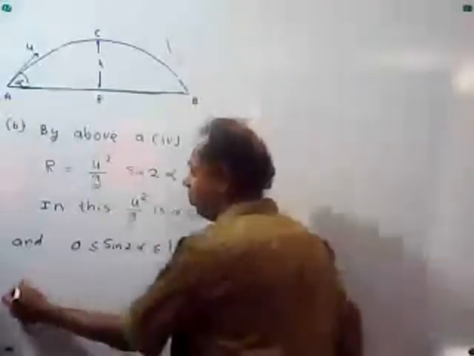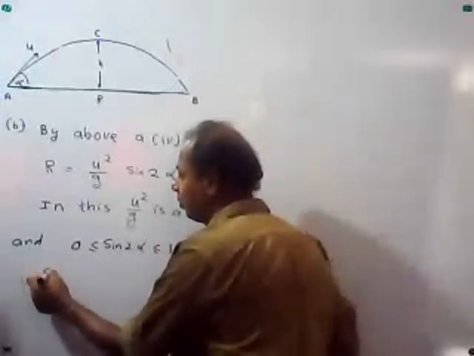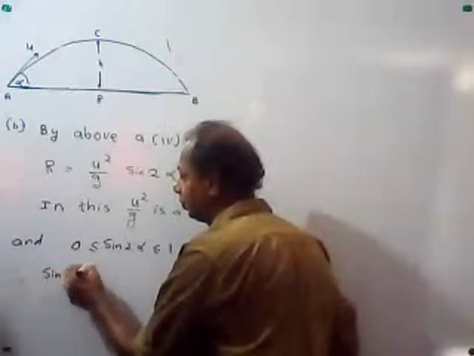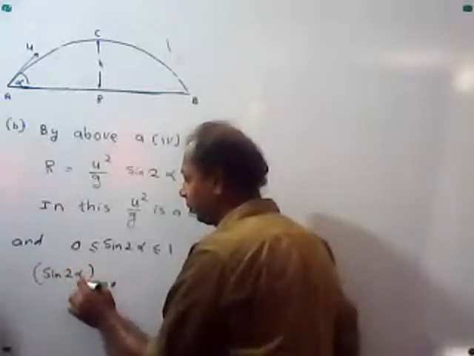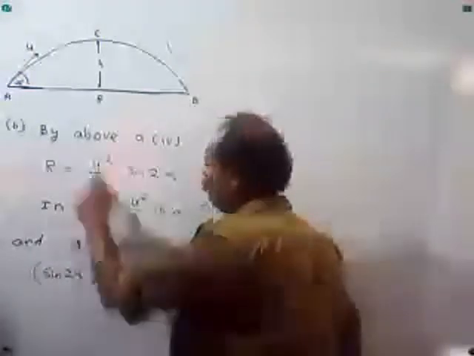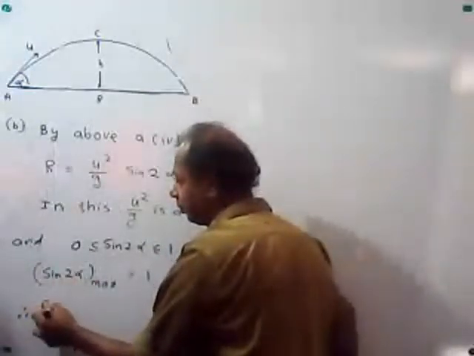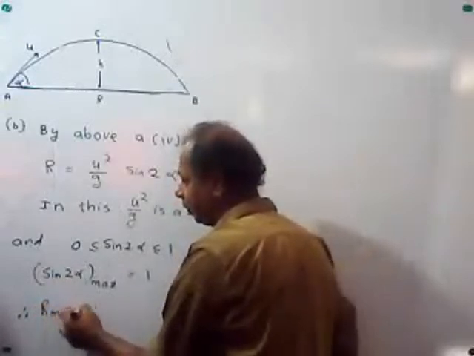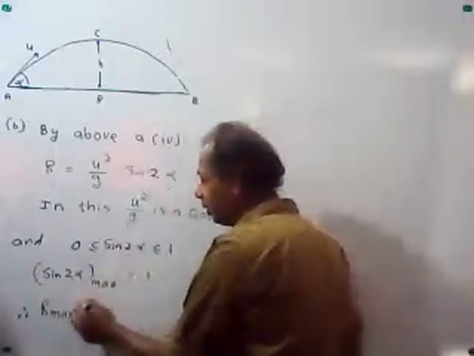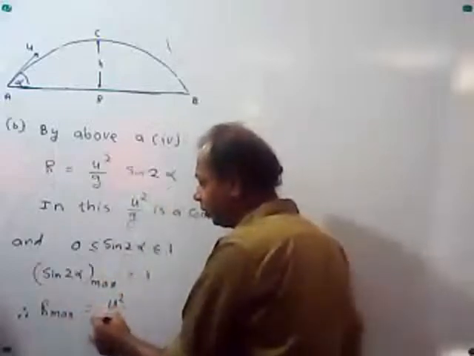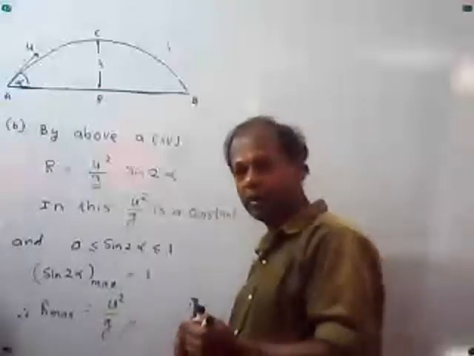Therefore, the maximum value of sine 2 alpha is equal to 1. Therefore, R max, with sine 2 alpha max equal to 1, is U squared over g. This is the maximum possible value of R.